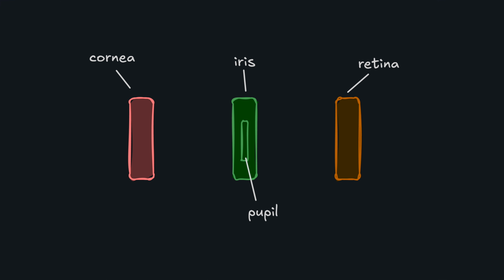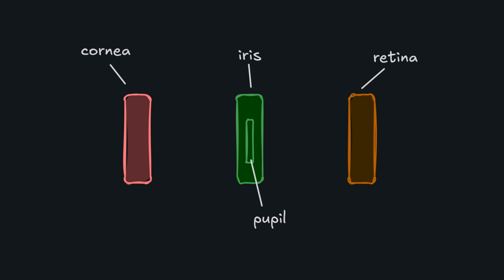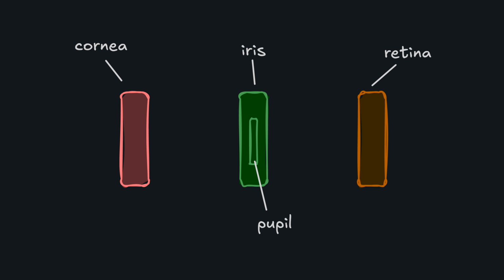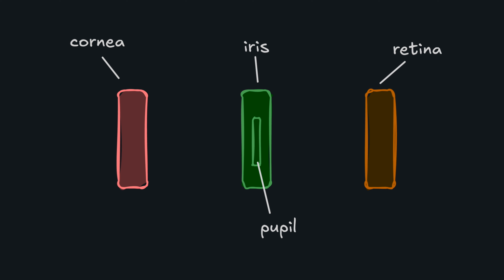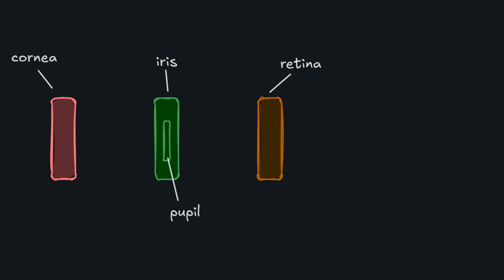Now let's look at the layers of the eye. So in the layers of the eye, you have the cornea, then you have the iris, and in this iris you have that hole, which is the pupil, and you have the retina. There's obviously other layers involved in your eye, like the structure you see on the screen, but what is really important for us in this video is the iris, the pupil, and the retina.